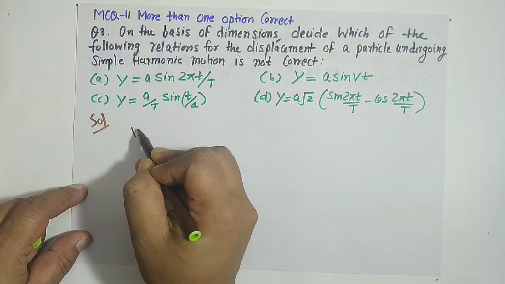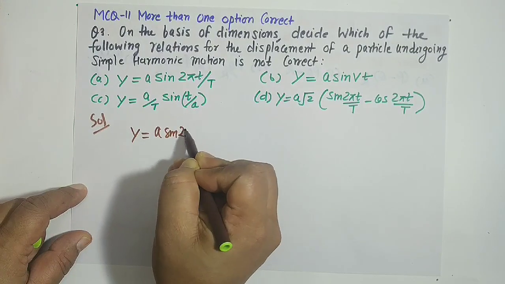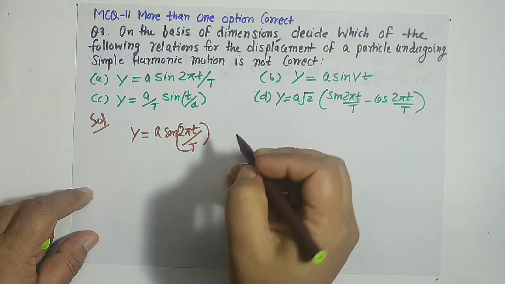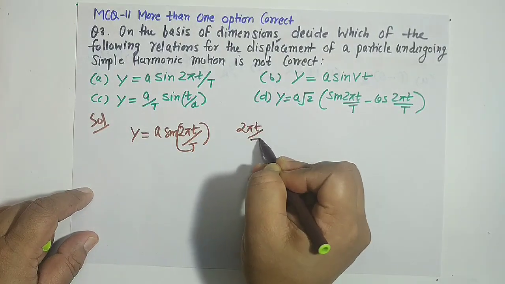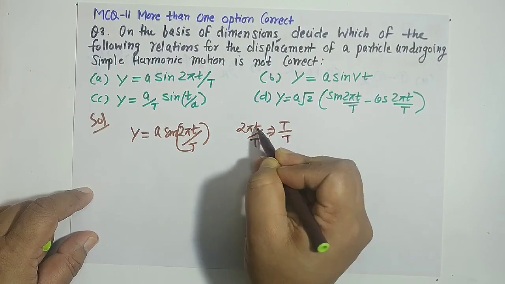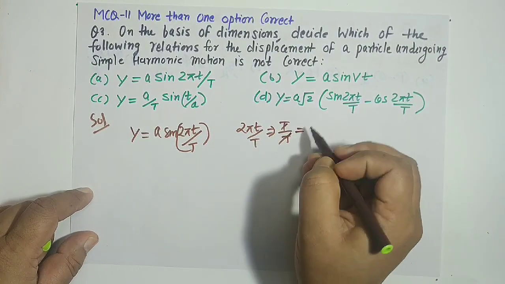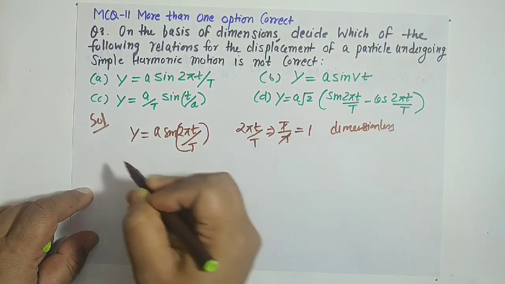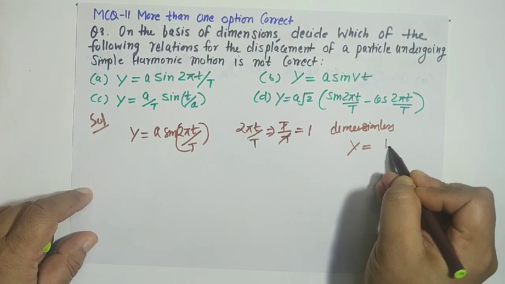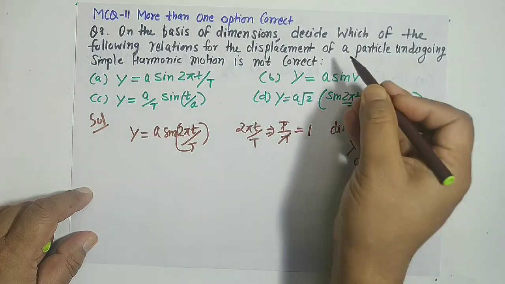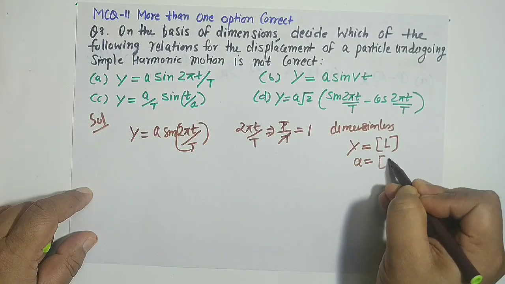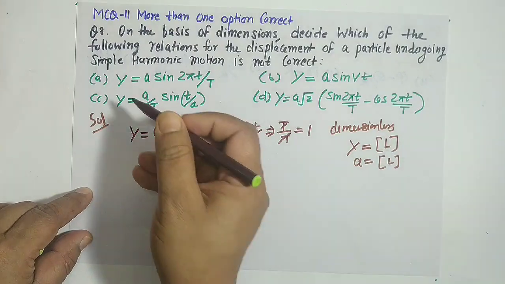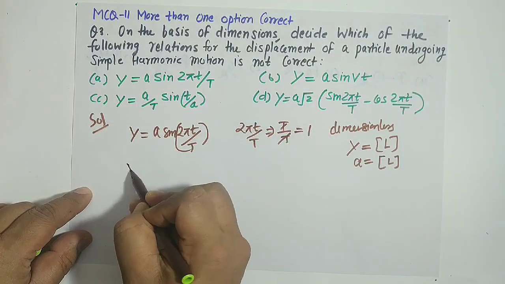If I take y equals a sin(2 pi t by T), now this is an angle. Trigonometrical angles are dimensionless. So we will check 2 pi t by T. It will have T by T because time is time, so it is dimensionless. Y is length, so it has L. A is amplitude, and amplitude is again a length, the maximum displacement. So the first one is correct.